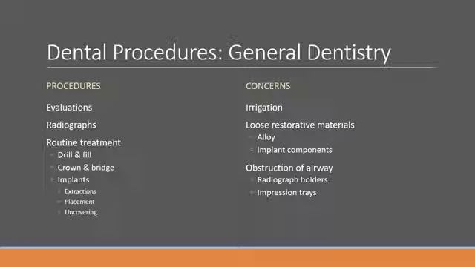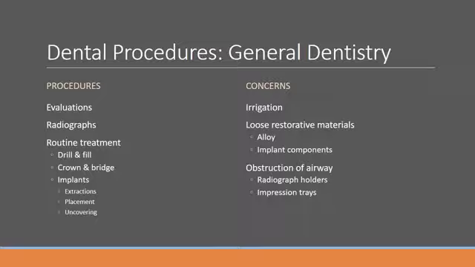So you really need to keep an eye on that. You need to make sure that you keep track of any sort of loose restorative materials, things like alloy or implant components, those little screws and pieces that you put in. We want to make sure that they don't inadvertently get in the back of the patient's mouth and then down into their lungs. And certainly we're always wary and vigilant to make sure we're not obstructing the airway.